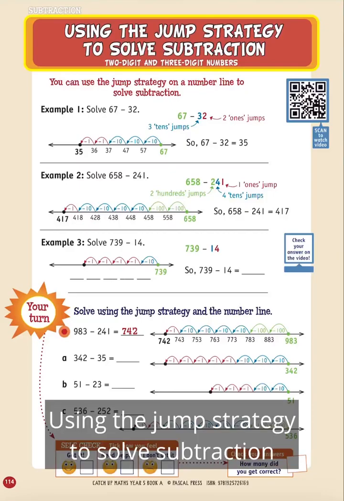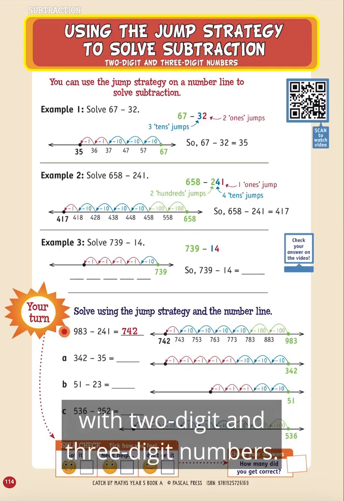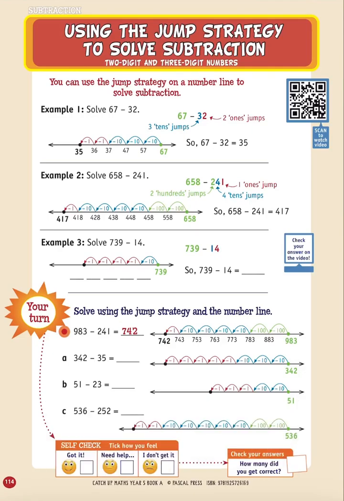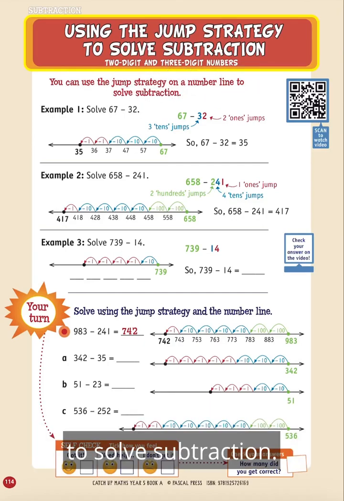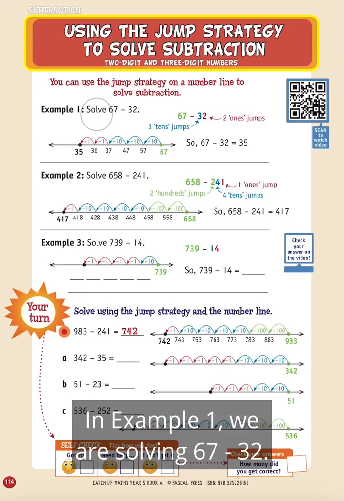Using the jump strategy to solve subtraction with 2-digit and 3-digit numbers. You can use the jump strategy on a number line to solve subtraction. In example 1, we are solving 67 minus 32.